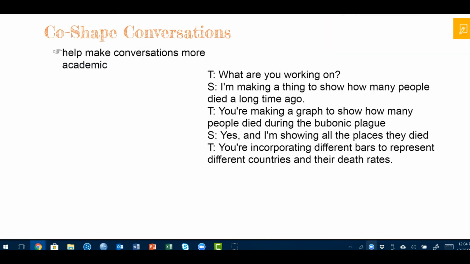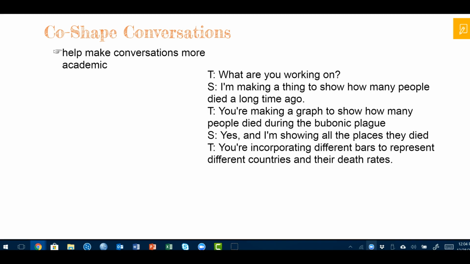All right, and then finally, this idea of co-shaping conversations. This is going to help make conversations more academic. So it's the idea that you're having a discussion. It could be with one student, small group, whole class, whatever. The example here is just so that I give you a one-on-one. And it's the idea that you are working with them to shape the direction of the conversation and provide a little more academic language to the context.